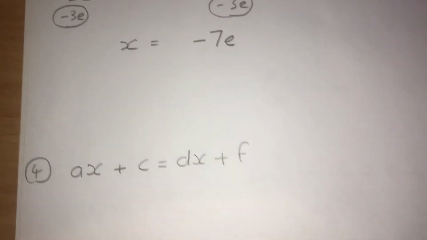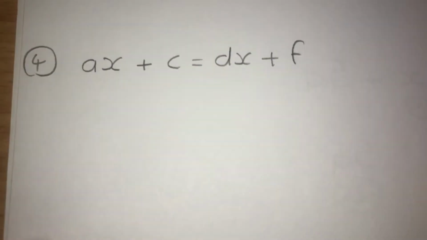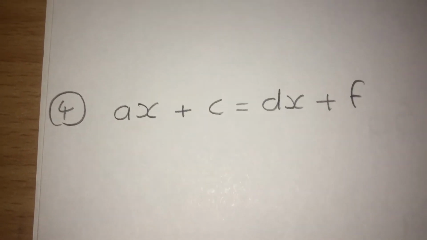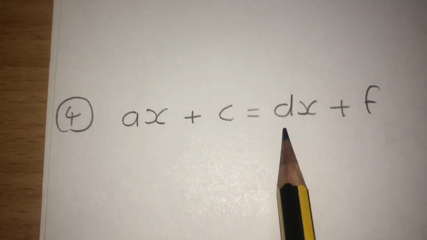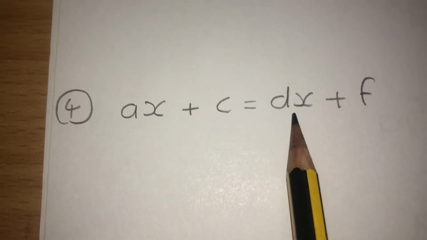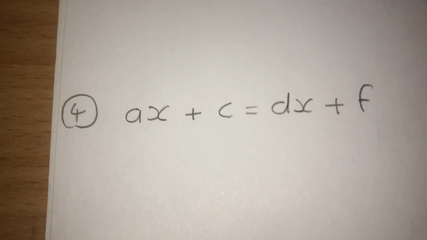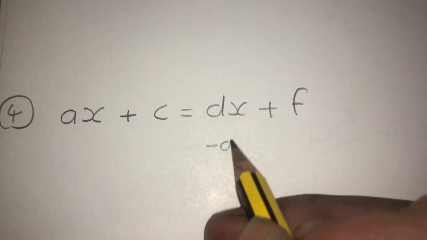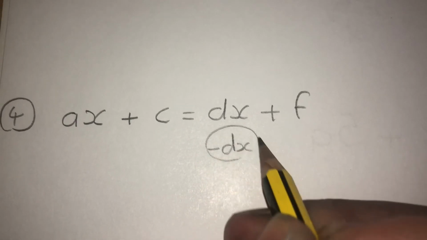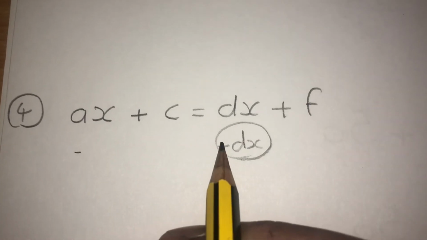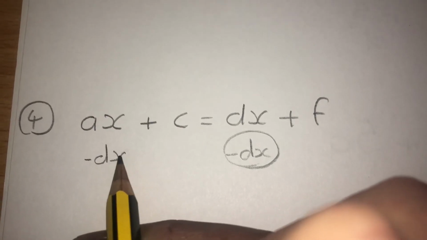Okay, so the last example we're going to look at today, again we have x's on both sides. I have an ax and a dx. Again, it doesn't really matter if I decide to get rid of the x on the left or the x on the right, but I'm going to get rid of the dx. So to get rid of the dx, because it's positive, I'm going to subtract this dx. But again, if I do it to the left hand side, I have to do it to the right hand side also.